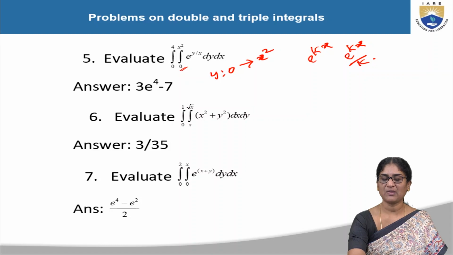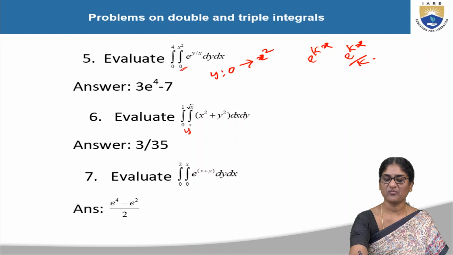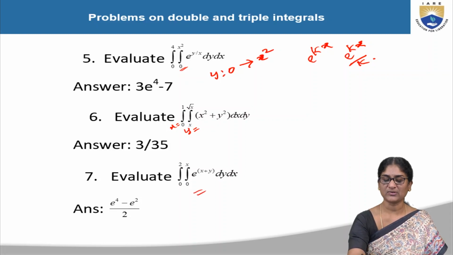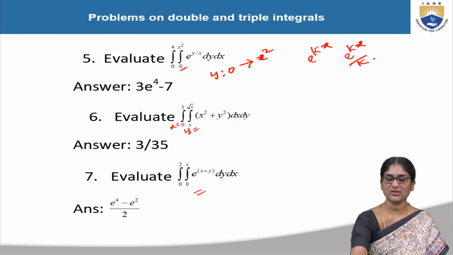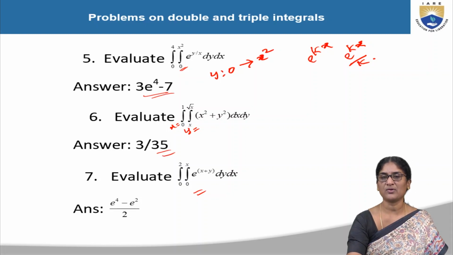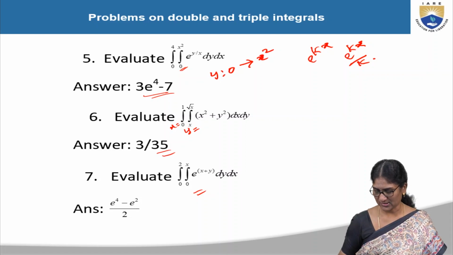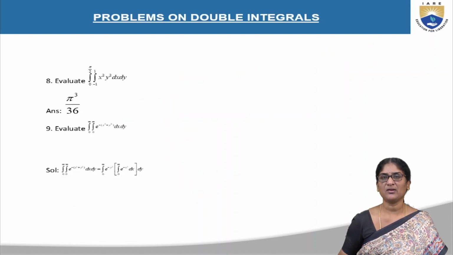Here also one more example is there. Evaluate integral 0 to 1, integral x to root over x, square plus y square dx dy. Even here also y raises from x to root over x, and x raises from 0 to 1. In the third case also the same thing. You can try these questions 5th, 6th and 7th, and answers are also given in order to check your solution, whether it's correct or not.